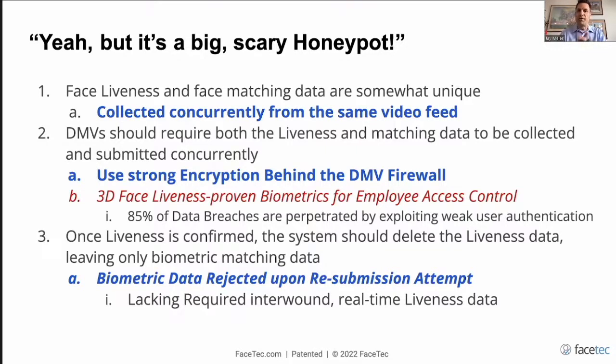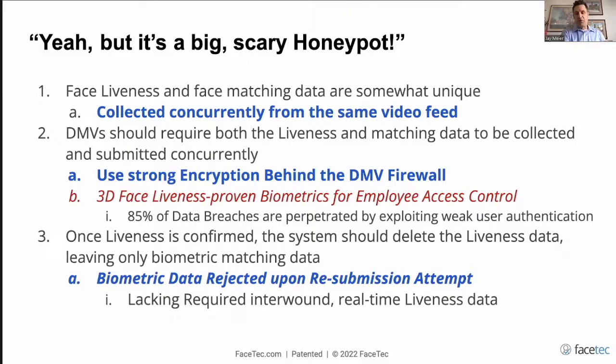DMVs should require that the liveness and matching data from any biometric be collected and submitted concurrently, just the way I've described, wound together, right? So that you can tell if they came from different sensors, right? And they use strong encryption to deliver it behind the DMV firewall. Here's a hint. If you're worried about the database, we already know that 85% of data breaches are perpetrated by exploiting weak user authentication. Again, it's not the cryptography. It's not the systems for securing the data that are a problem. It's that we can't tell who you're letting into the database. So why don't you, DMV administrators, set up a 3D face liveness proven biometric access control system for your employees? And that way you close that vulnerability that so many data breaches are victim to.